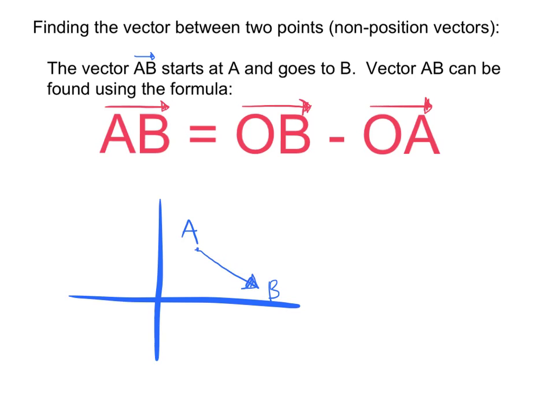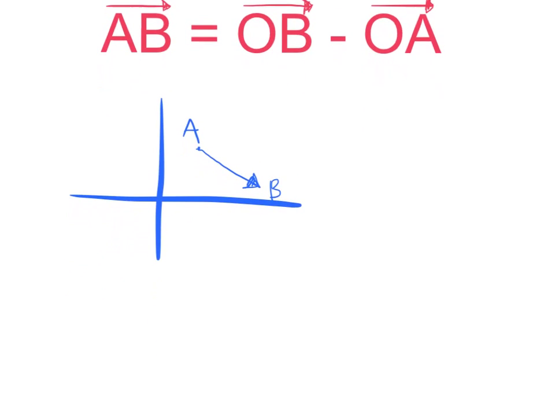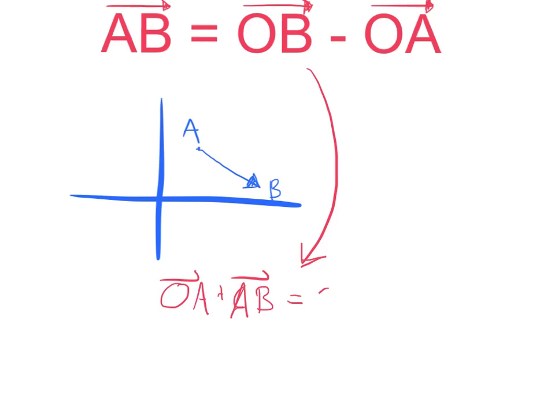I'm not going to dwell on this for too long, but I did want to give you some sense for why that happens. The best way to see it is to think about a rearrangement of this formula. What if I were to add OA to both sides? I would end up with OA plus AB equals OB, right? I want to use this diagram above to illustrate that.